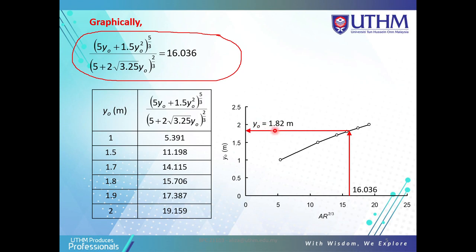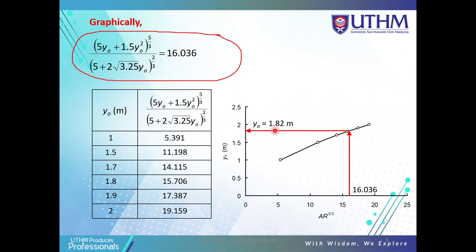Okay, so in your test or in your final, they will mention which method you must use to get the normal depth, whether the trial and error, the graphical method, or the chart method. So you use which one of those three methods. If your final or your test does not mention which method to use, you can use trial and error. You can also use the graphical method, or you can use the chart method.